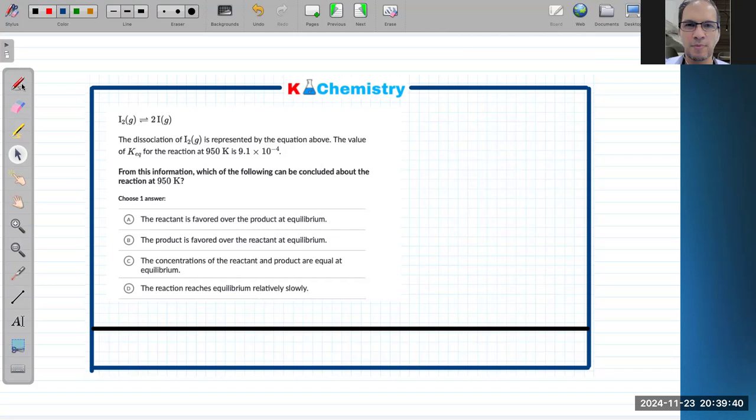What did we know from this value? It's equal to 9.1 multiplied by 10 to the power of -4. Is it a big value? Is it a small value? What did it tell us exactly? What do you think, Julia? Is it a small value, or a big value? Does it tell me that the concentrations are equal at equilibrium? What do you think? You can type in the chat if you wish also.